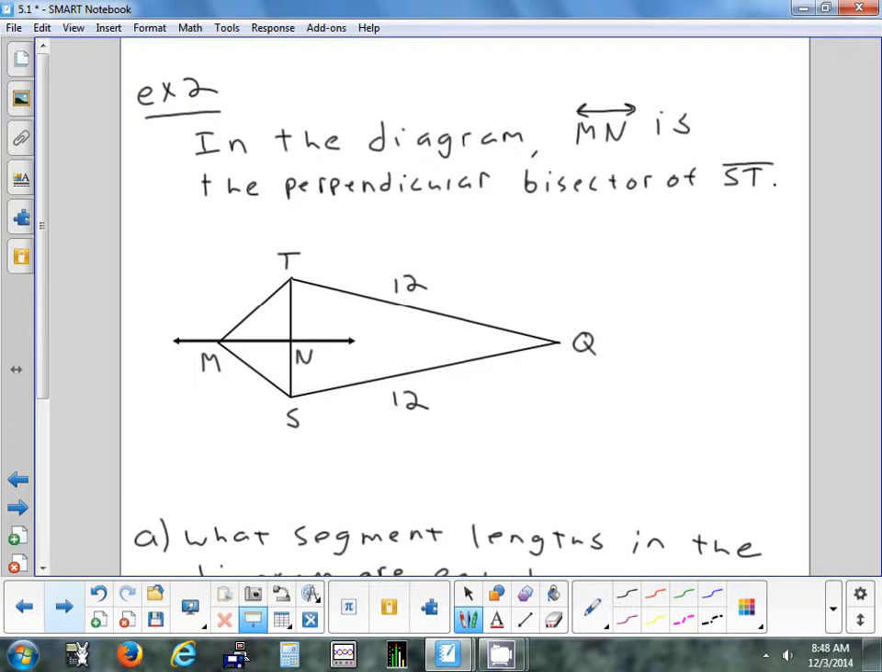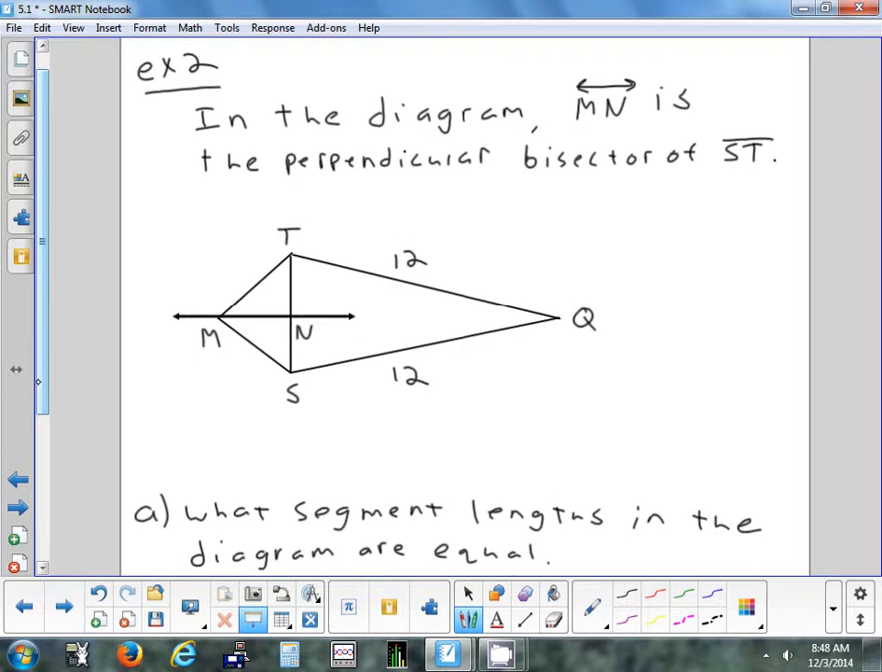Okay. All right, so let's try a calculation. Before you saw that theorem, if they gave you a diagram like this on the MCAS, you might not have been sure exactly what to do. So it says in the diagram, MN, now they didn't draw it all the way, that's okay, but MN is the perpendicular bisector of ST. What segment lengths in the diagram would be equal? You don't have to tell me what they are. I just want to know this segment would be equal to this segment.